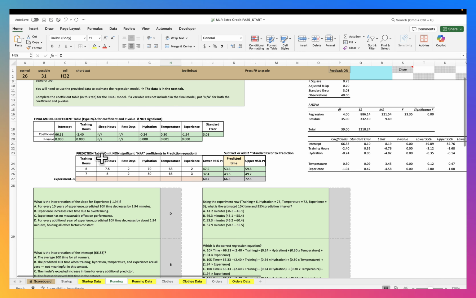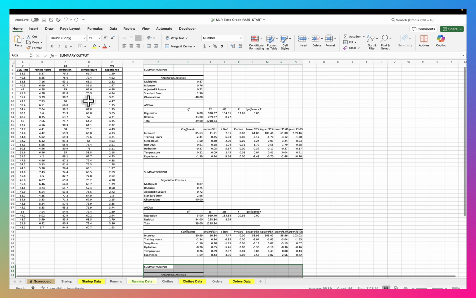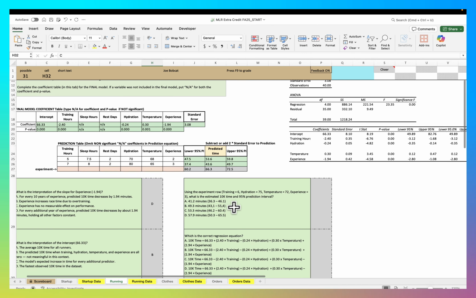So as you actually look at these predictors, right, training's good, reduces your race time. Hydration's good, reduces your race time. Experience is good, reduces your race time. The only one that actually increases your race time is the temperature. If it gets hot, not good. Right? We had here the temperatures. So as the temperatures go up, then the runner's going to get hot. Their race time is going to increase.